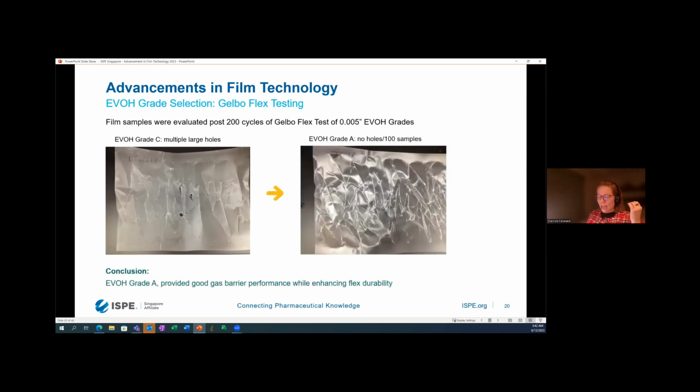And then we took grade A, which was the highest flexibility specialty EVOH grade on that graph, which robustly remained integral over the 100 samples that were flex tested. You can still see that there are stress marks, but it remained integral over the dye test. So we had no leakage through this film over 100 samples. So this new specialty resin was selected, and it improved both gas barrier properties and flex durability.